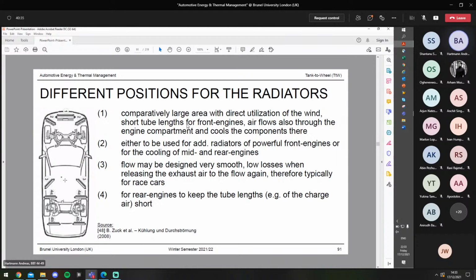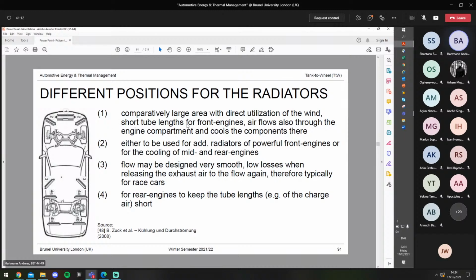By checking the numbers, you can easily identify where these positions are in the vehicle. Number one is, let's say, the most common one. Most common is to place the radiators with a comparatively large area with direct utilization of the wind in the front of the vehicle. This ensures the best cooling, and it also ensures short tube lengths for front engines.